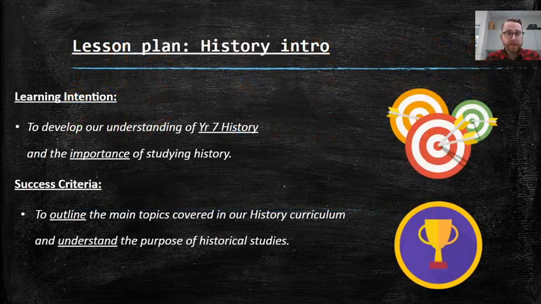So what I'll be doing this lesson is going through the lesson plan, obviously, the learning intention and success criteria. I'll be talking about what we'll be doing in Year 7 History in Term 3, talk a bit about remote learning, what we can do a bit better this time, what I can do better this time, and we'll just outline the main topics covered in the history curriculum in Term 3. So understanding why we study history, what is history, and what we are going to study in Term 3.